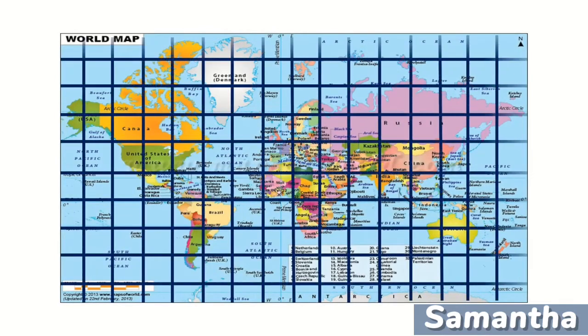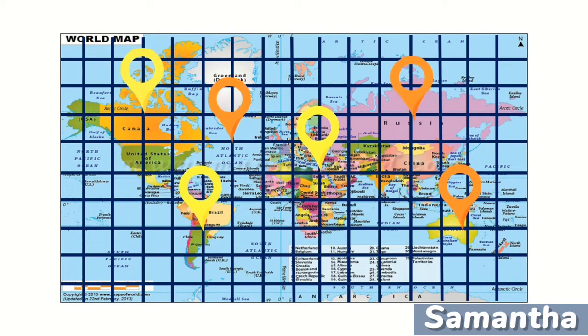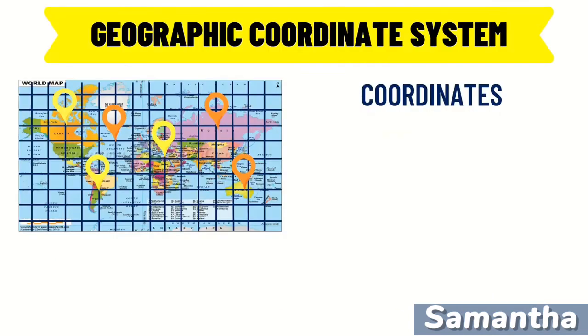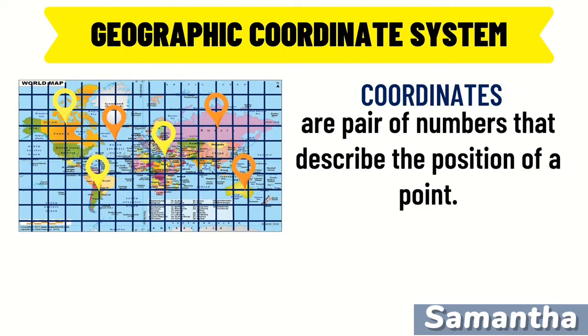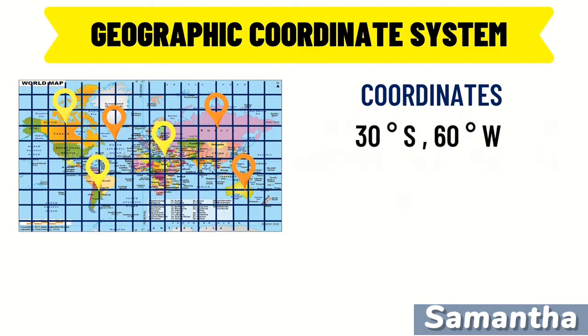When these latitudes and longitudes combine, we can locate any place on a map or a globe. Now let us locate the place through coordinates. Coordinates are a pair of numbers that describe the position of a point. Example, 30 degrees south, 60 degrees west. 30 degrees south is the latitude and 60 degrees west is the longitude. The point where they intersect is the place that these coordinates represent.